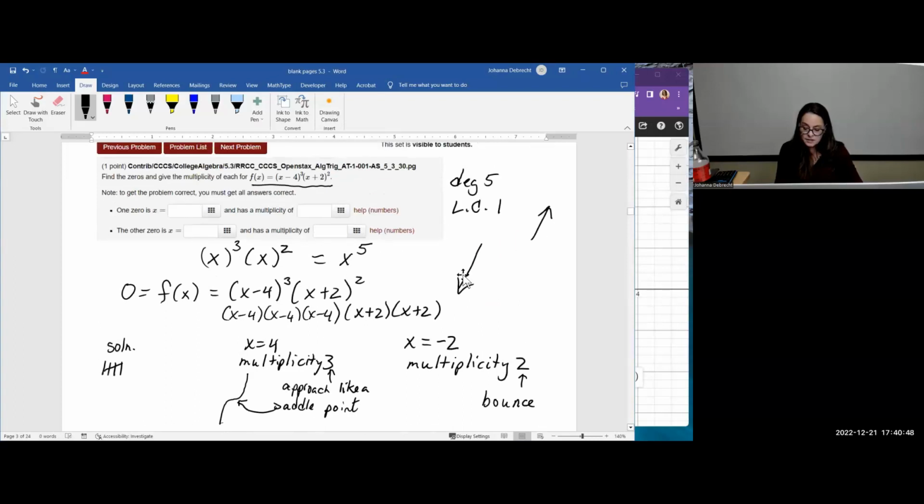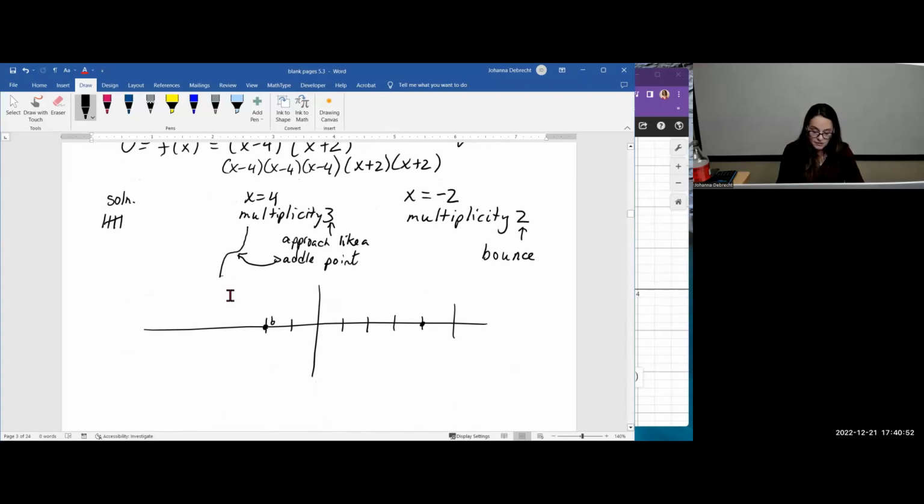Now, the edges of it have to look like this because it is degree 5. So find the one furthest to the left, and it's got to be going down as x goes to negative infinity, y goes down. And then this one has to come up here. Now, it has to bounce off of this one and then go down. And then it's going to have to cross this one like at a saddle point. So I actually want to redraw this one and then come up like that, right?